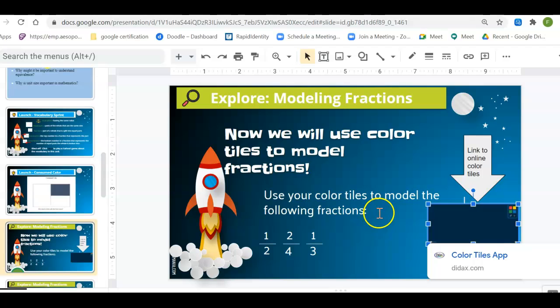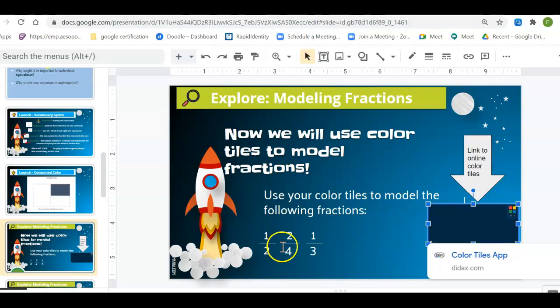It's on the Jamboard that you'll be able to use to work with, and you also have color tiles in your math manipulatives bag. So you should have color tiles in your math manipulatives bags that were picked up during our last distribution. But for today's purpose, I am going to use the color tiles online here.